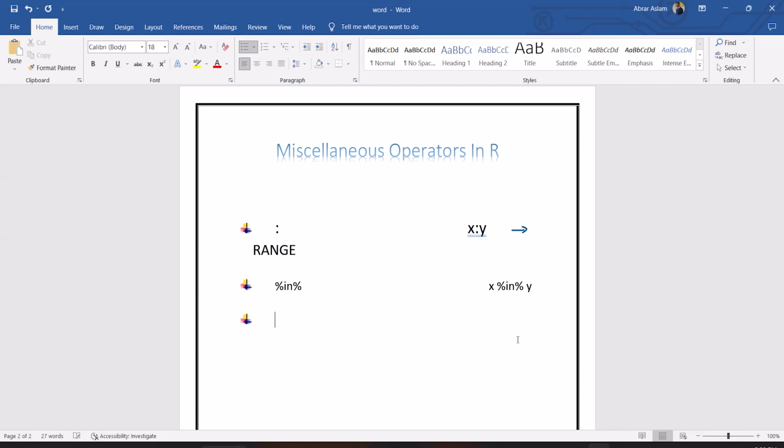The next operator we have is the percentage sign, multiplication sign, and then percentage sign. Can you recall what is the purpose of this operator? We have already discussed it in the previous videos. It is the operator used for vector multiplication. It is used for multiplying the vectors with each other.